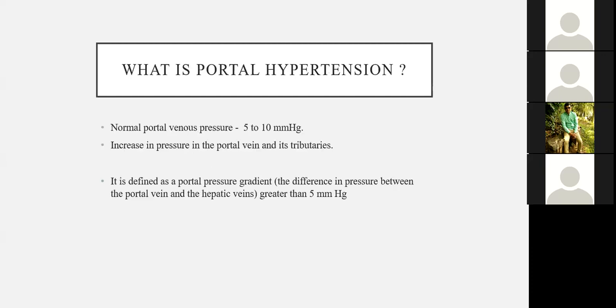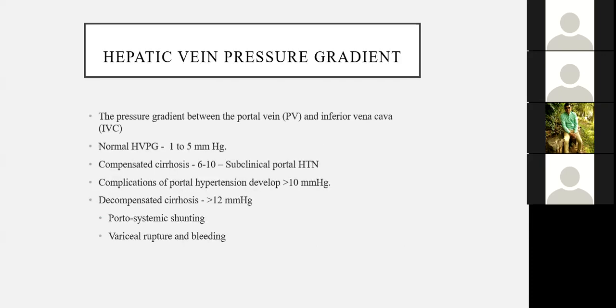Portal hypertension is defined as portal pressure gradient greater than 5 millimeters of mercury. It is an increased pressure in the portal vein and its tributaries. The normal portal venous pressure is 5 to 10 millimeters of mercury. The hepatic venous pressure gradient is the pressure gradient between the portal vein and inferior vena cava. Normally, it is about 1 to 5 millimeters of mercury.